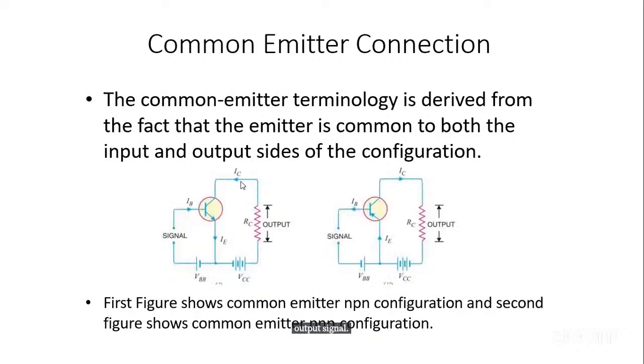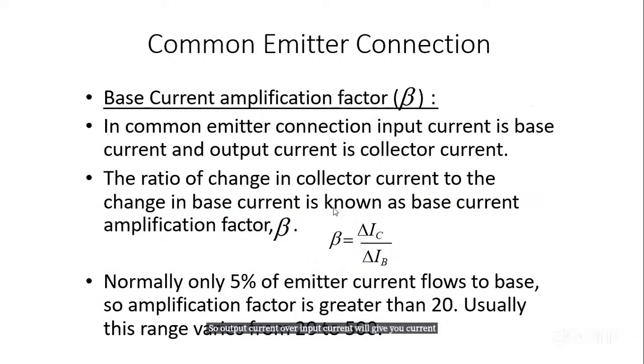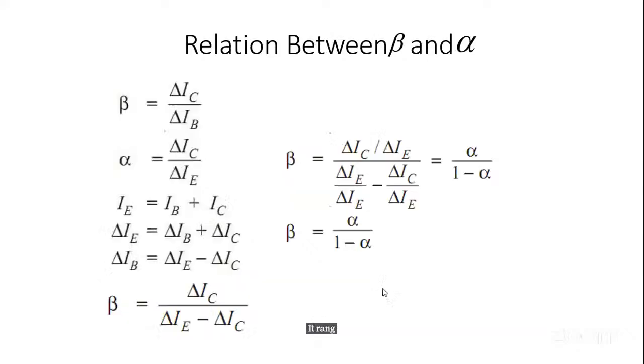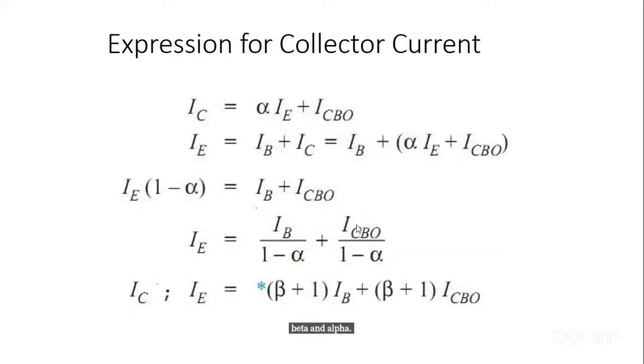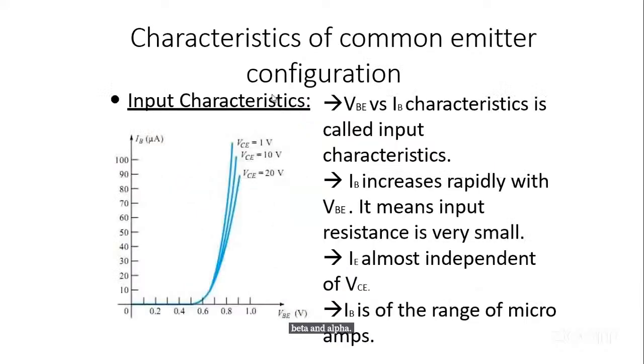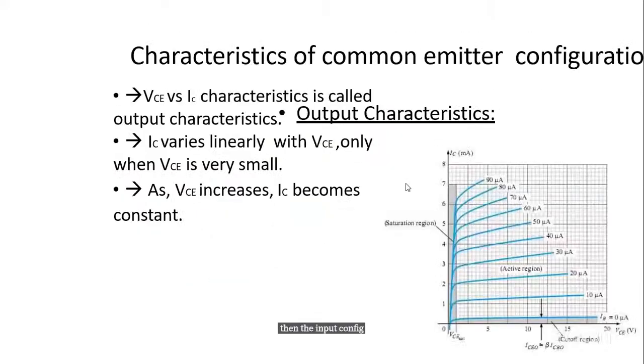So the output current this time is IC, the input current is IB. Output current over input current gives you current amplification. This time the current amplification is greater than 20. It ranges from 20 to 500. The same way, you can play around with this formula and get a relationship between beta and alpha. Then the input configuration and output configuration.